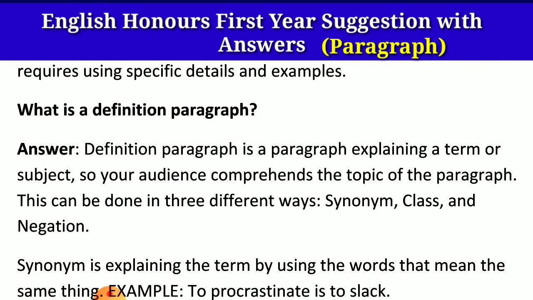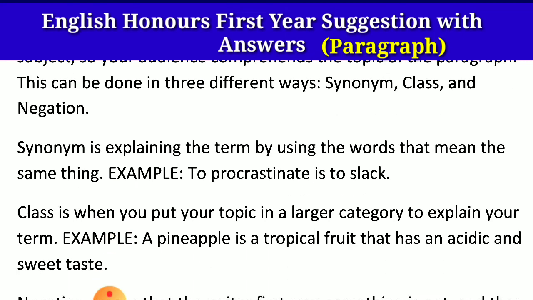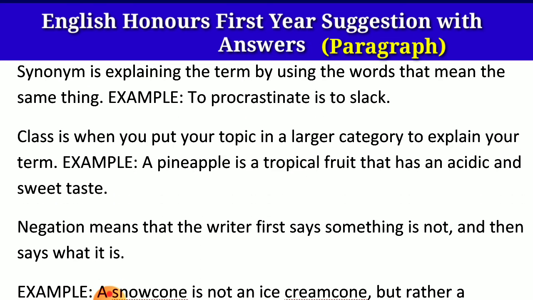এরপরে, what is a definition paragraph? Answer. Definition paragraph is a paragraph explaining a term or subject so your audience comprehends the topic of the paragraph. This can be done in three different ways: synonym, class, and negation. Synonym is explaining the term by using the words that mean the same thing. Example, to procrastinate is to slack.